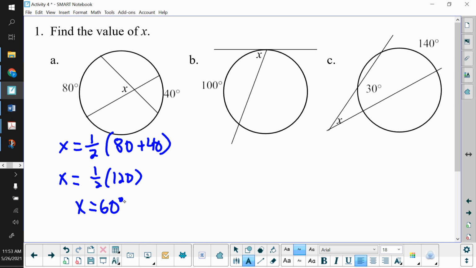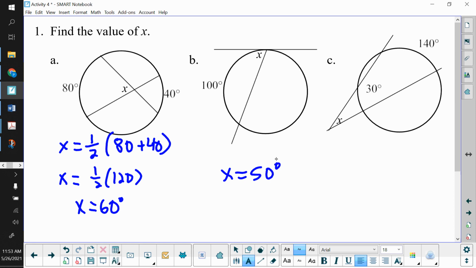Now, x could change which of those spots it was in. Like let's say the x was where the 80 was and we had the 60 for the angle. Then we would have had 60 equals 1/2 times x plus 40. And in that case, you would multiply both sides by 2 to get rid of the 1/2 first. Here we've got a chord and a tangent, so our angle x should just be half of the arc. So x is just 50 degrees.